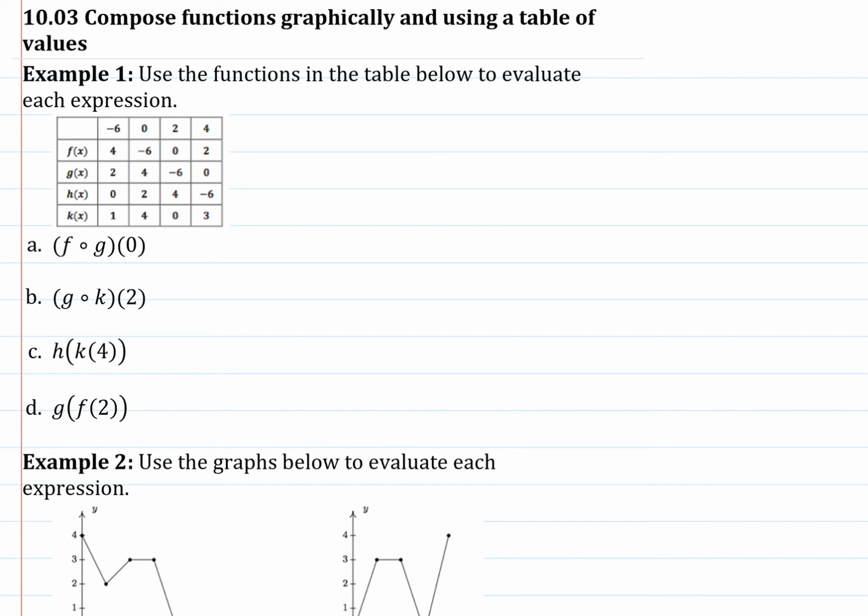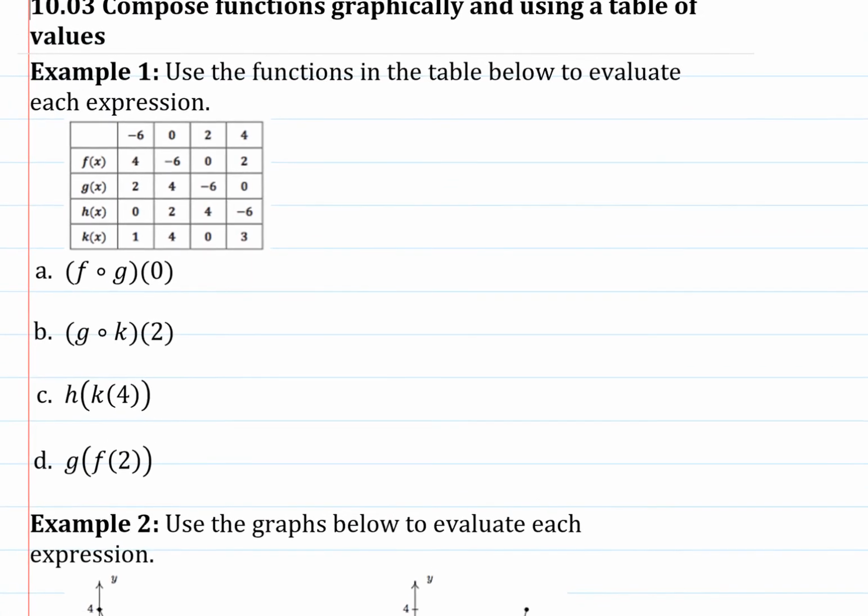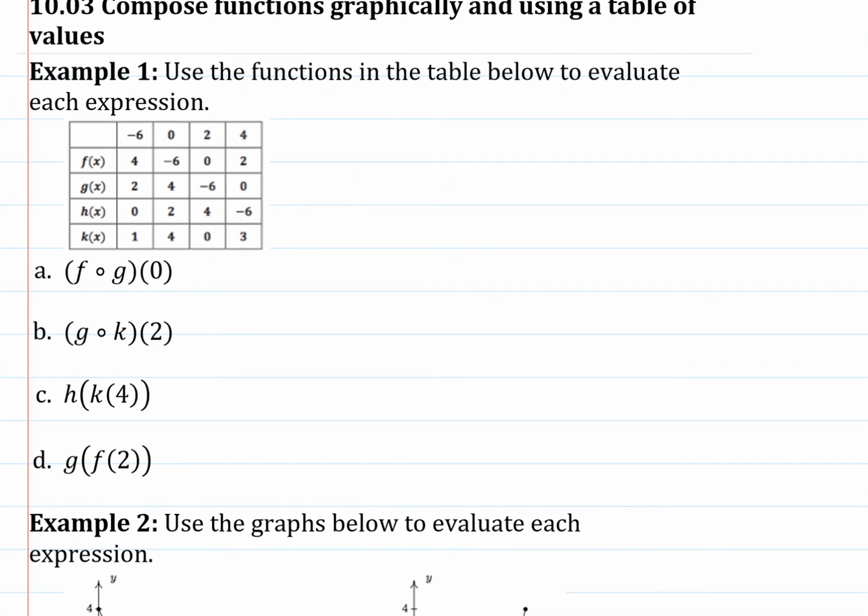Use the functions in the table below to evaluate each expression. So this first expression, f of g of 0, I just personally like this notation better. We learned yesterday that this expression means take g of 0 and substitute it into the function f. Well, g of 0, that means your input is 0. So g of 0 is 4. So you really are just evaluating f of 4, and f of 4 is 2. So this time our answer is just a value, it's not a full function.